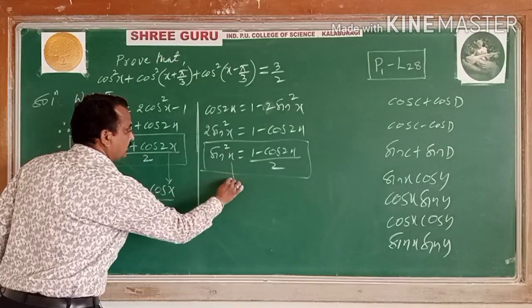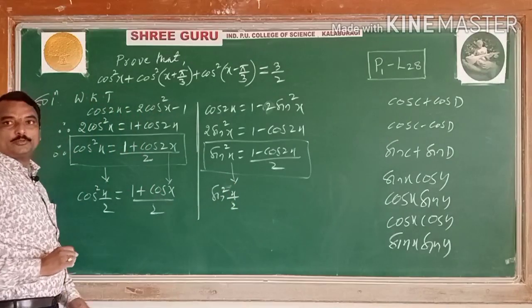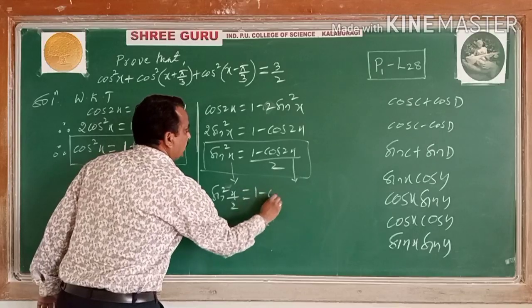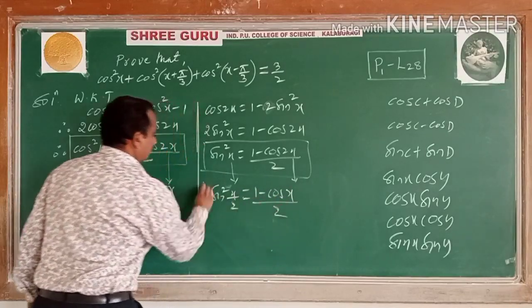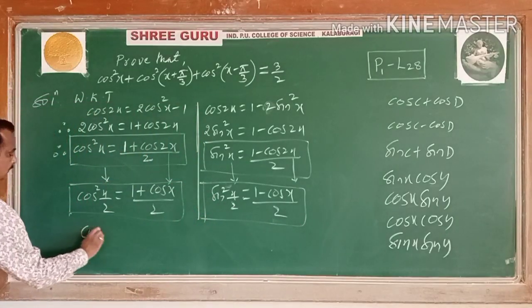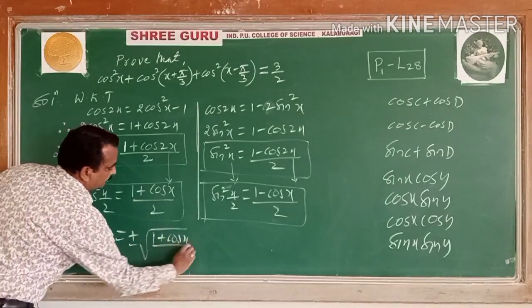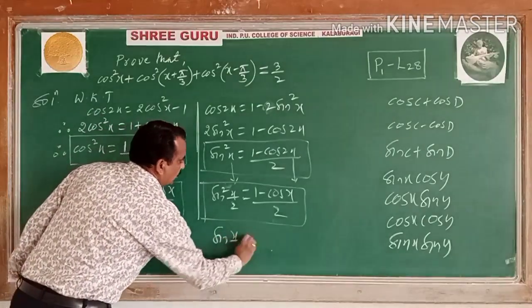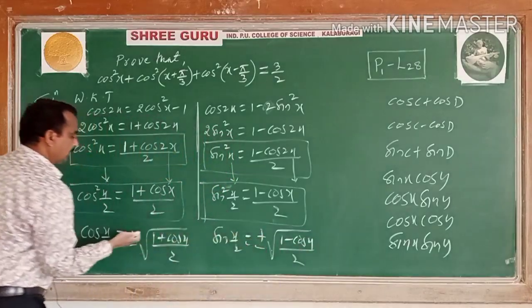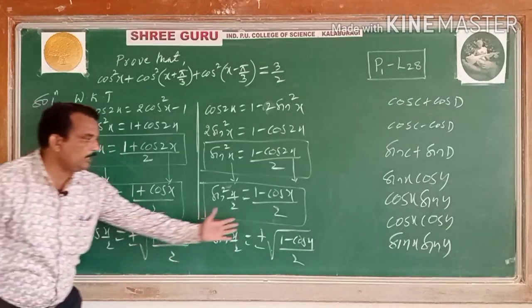Reduce this one in terms of half angles. Sin square x by 2, just what we have taken in the previous example. In terms of root, we have taken cos x by 2 equal to plus or minus root of 1 plus cos x by 2, sin x by 2 equal to plus or minus root of 1 minus cos x by 2. Depending upon that particular angle, you should take positive or negative.